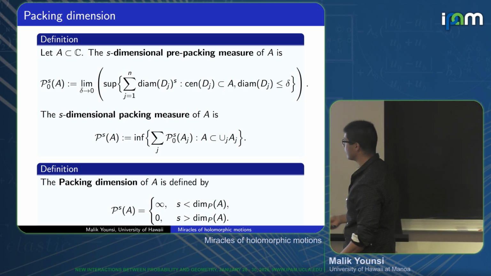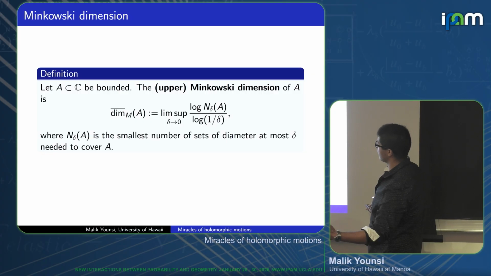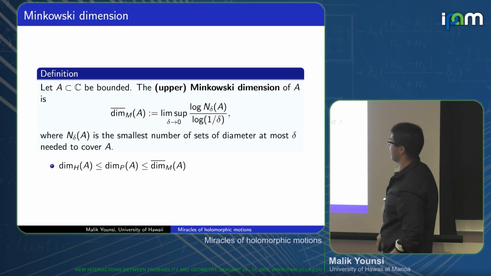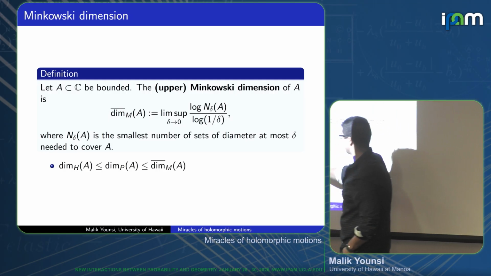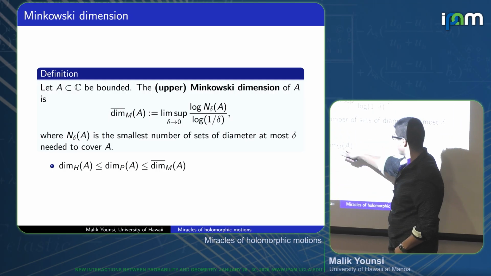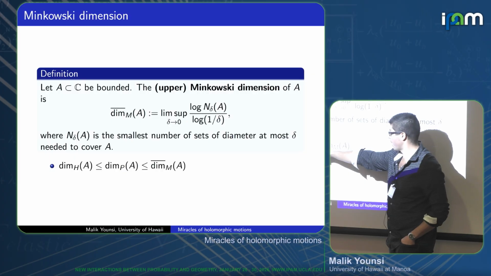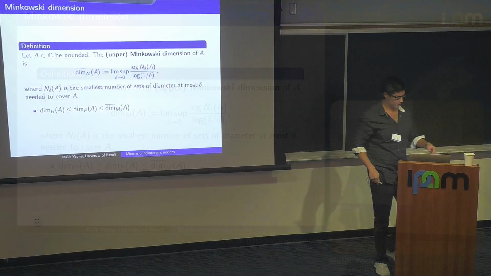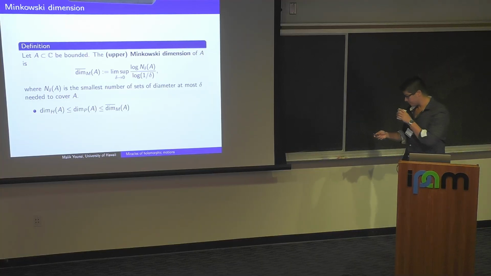Okay? And then there's also Minkowski, another notion of dimension. So you have the definition. I don't really have anything interesting to say about it. The only thing that maybe you don't know is that they're related by this inequality. So the upper Minkowski is always the largest, followed by packing, and then Hausdorff dimension is the smallest of the three dimensions. Okay?